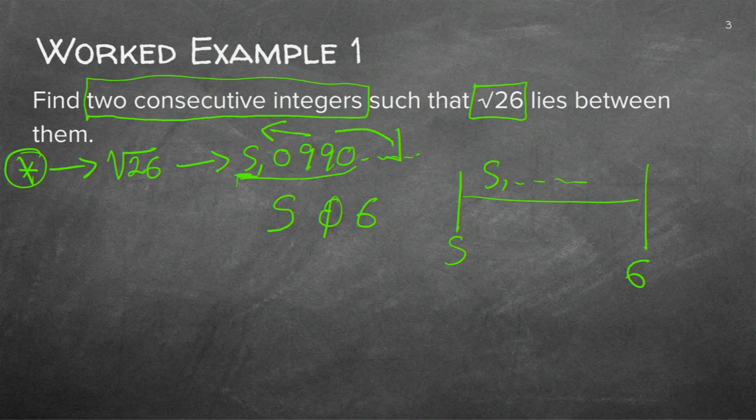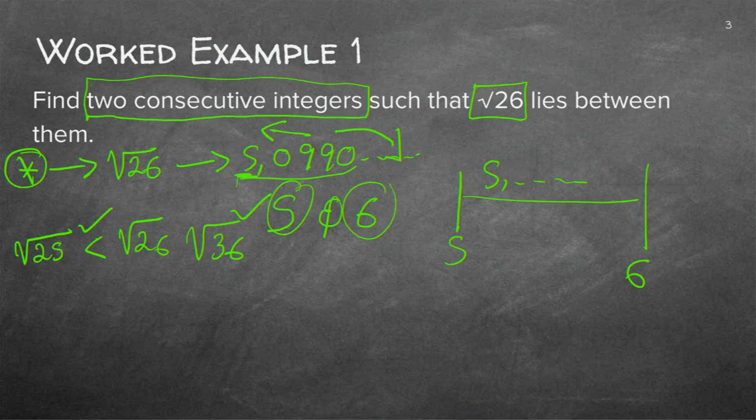But now how do you represent it here? This is what you do. Firstly, you need to say the square root of 25 is less than the square root of 26, which is less than the square root of 36. Someone will ask me, why do I choose these values? Because these are the values that give me 5 and 6. So this means that 5 is less than the square root of 26, which is less than the square root of 36, which is 6. So the two consecutive integers that I'm looking for are 5 and 6.